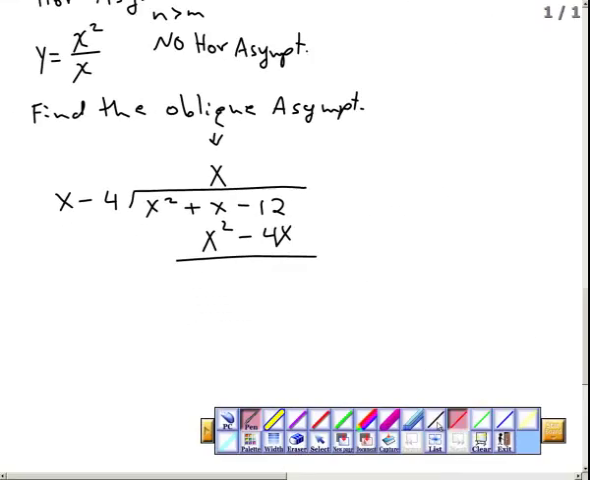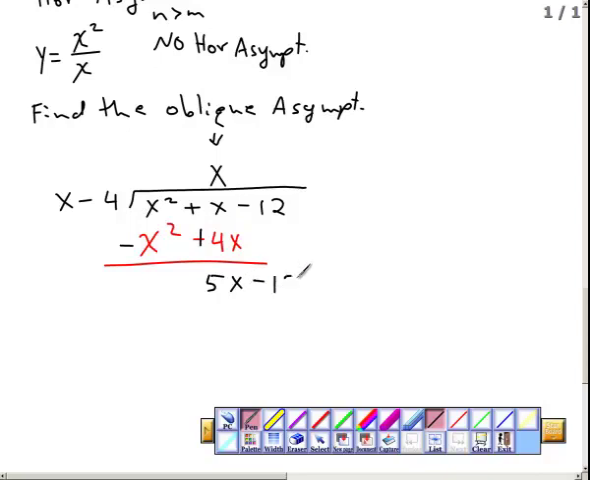Okay, now what? Yeah, change the signs. Oops, we need to be underneath here, right? x squared minus 4x, and we change the signs because we're subtracting. The x squares cancel, and we get a 5x minus 12. Because that's positive, we put a plus there. Now what are we going to put up here for our quotient? Well, we want something times x to give us 5x. 5, right? So 5 times x, that's 5x. 5 times minus 4, that's a minus 20.